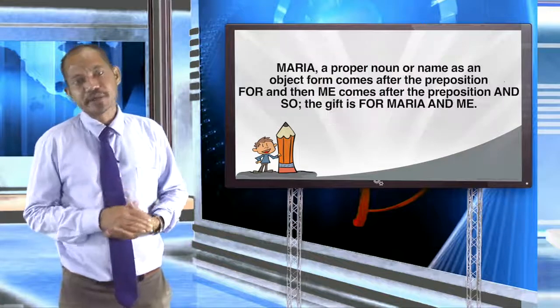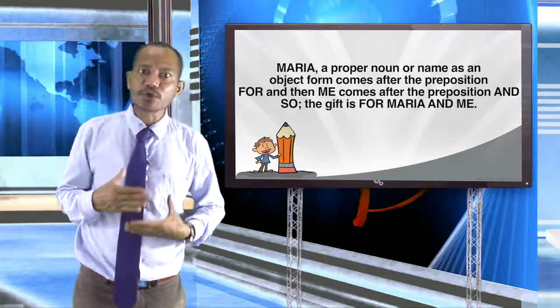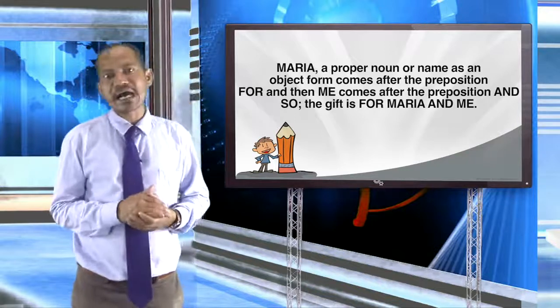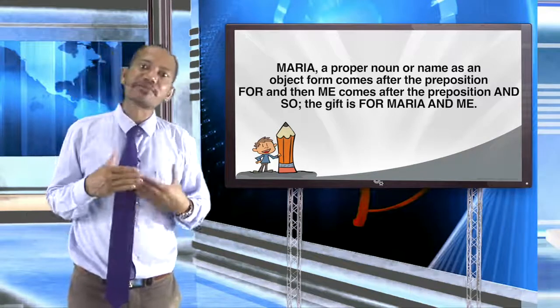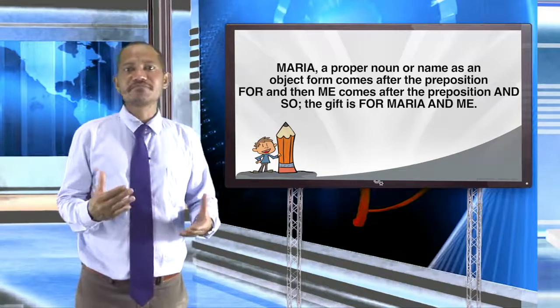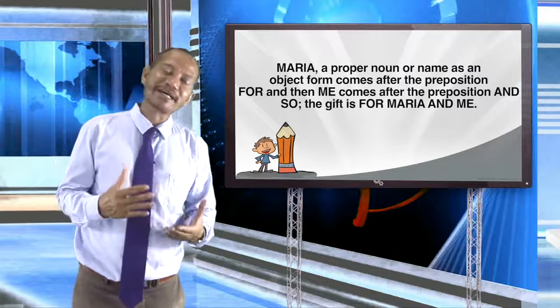Or in brief, Maria, a proper noun or name, as an object form, comes after the preposition for, and then me comes after the preposition and. So the gift is for Maria and me.